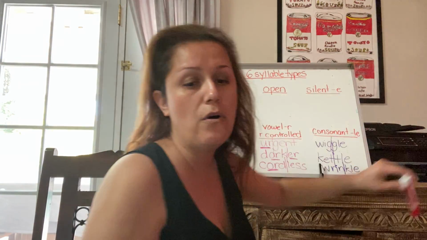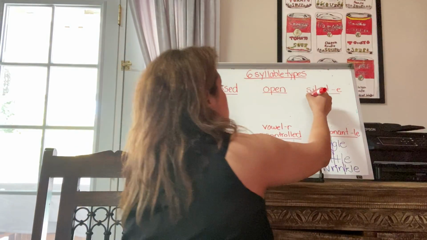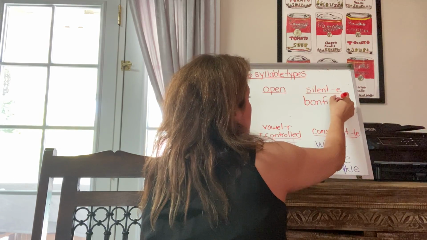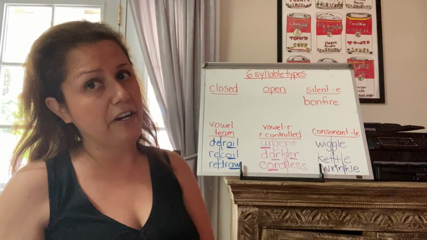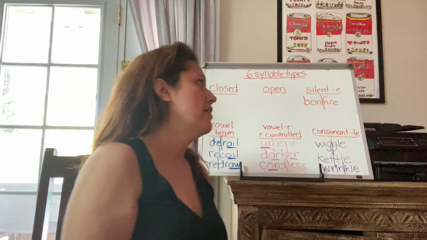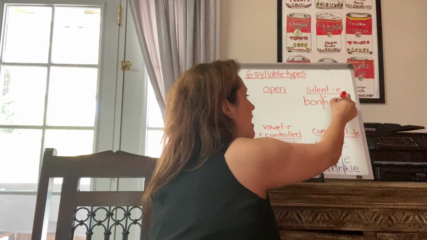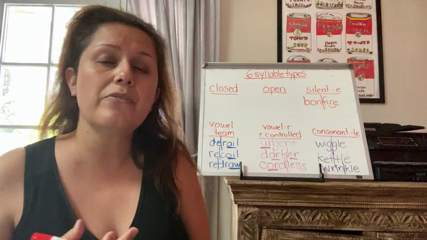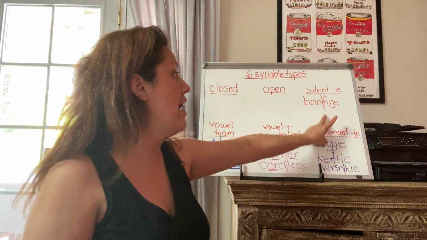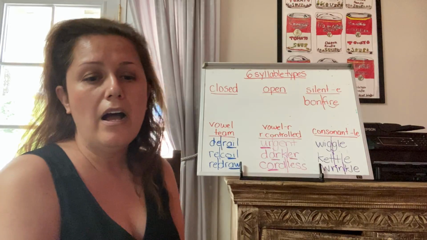So, for example, if I have the word bonfire, okay, so there's bonfire. So fire. Now, right here, that E is silent, but it's telling the I to say its name. So it's not bonfire with a short I, it's bonfire. So it makes that I into a long vowel.